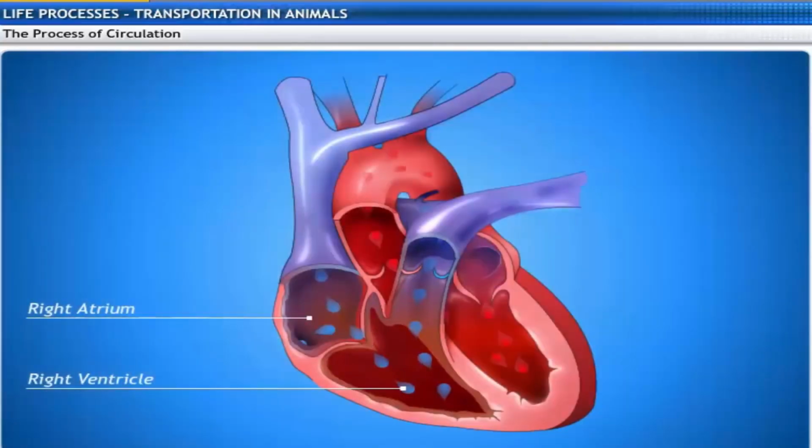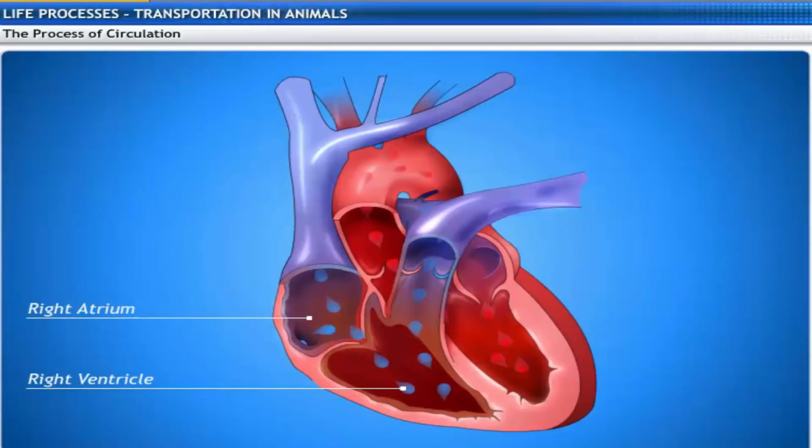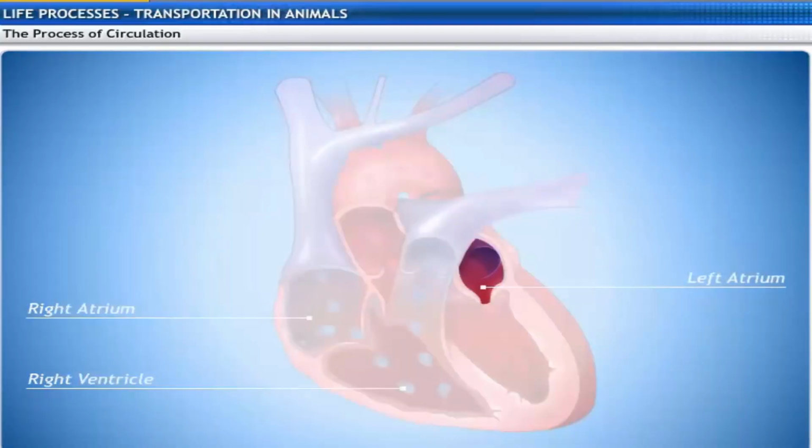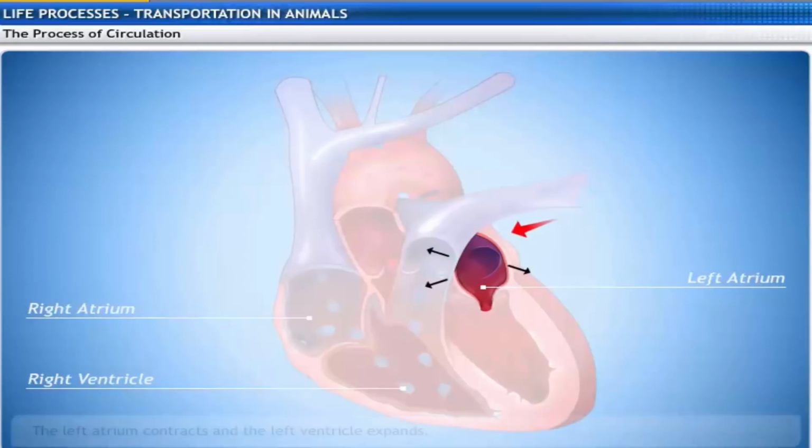Since ventricles have to pump blood into various organs, their walls are thicker and more muscular than those of the atria. Valves present in the ventricles and atria ensure that blood does not flow backwards during contraction or expansion. Blood is oxygenated in the lungs and is carried back into the left atrium of the heart. The left atrium relaxes when it is collecting the blood from the lungs.